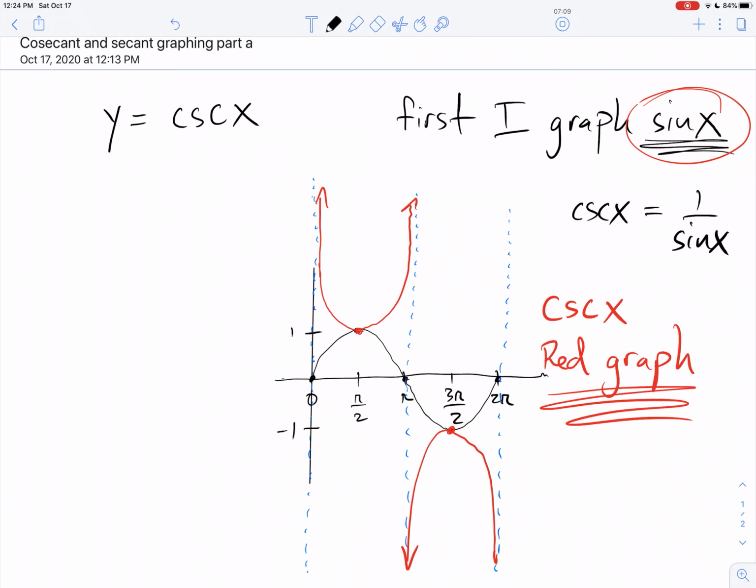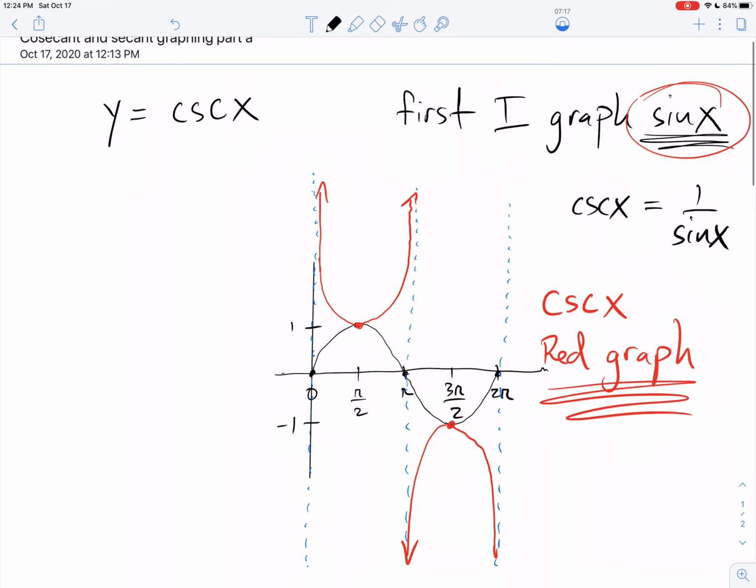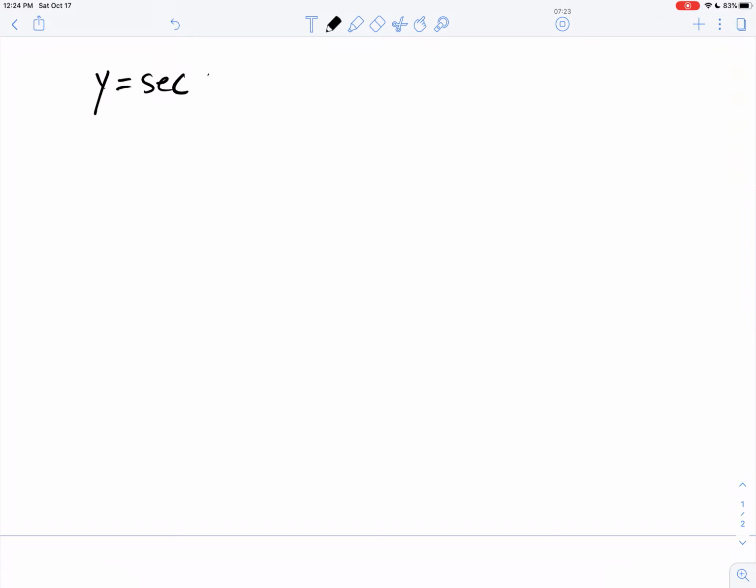So, let's take a look at secant. And since we spent a lot of time on this one, secant's going to go a lot quicker because here's the deal with this. If I am going to graph secant, my guide graph is cosine. So what do I do? I first graph cosine. So here we go. I'm just going to do 1 period of this because I don't want to waste a lot of time.